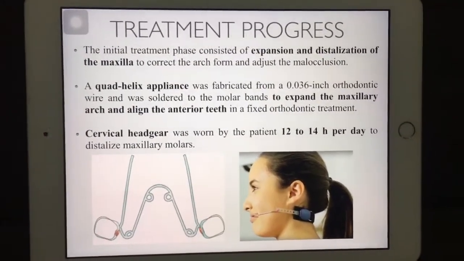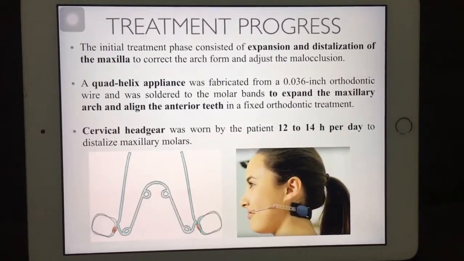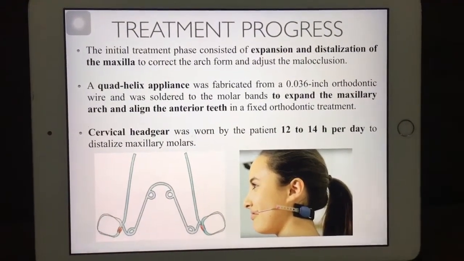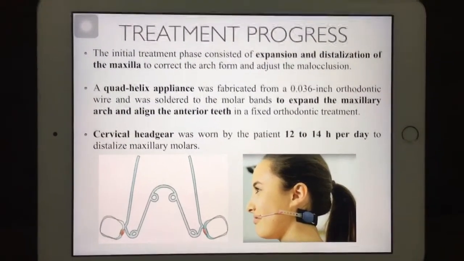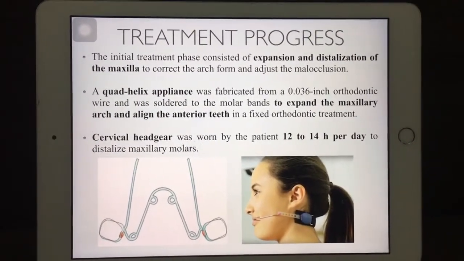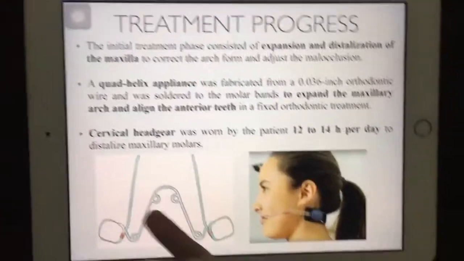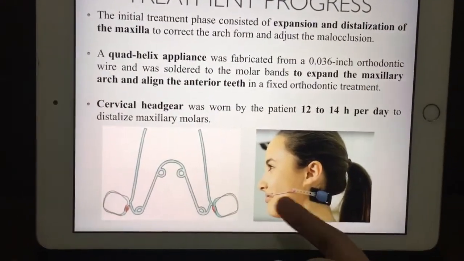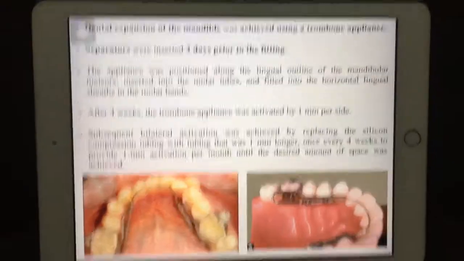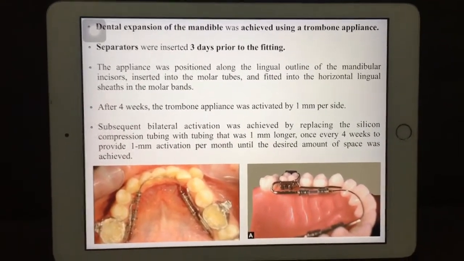So, it was fabricated from a 0.036-inch orthodontic wire and was soldered to molar bands to expand the maxillary arch and align the anterior teeth in a fixed orthodontic treatment. So, a cervical headgear was also worn by the patient 12 to 14 hours per day to distalize the maxillary molars. So, ito yung quad helix appliance and cervical headgear. Example lang yan. So, for the mandible, dental expansion was achieved using a trombone appliance.